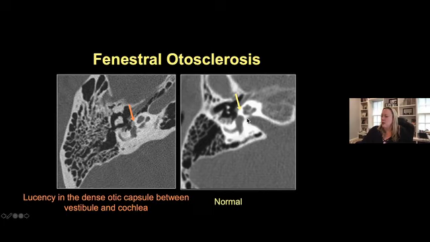Here is how dense that bone should be. It should be just isodense to the rest of the bone all around the inner ear. This is some of the densest bone in the body, and it's actually even preserved in the setting of pretty severe osteoporosis. You can see there can be osteopenia throughout the rest of the skull base, but relative preservation of the bone around the otic capsule. It's really dense bone, so any lucency there should be considered abnormal.